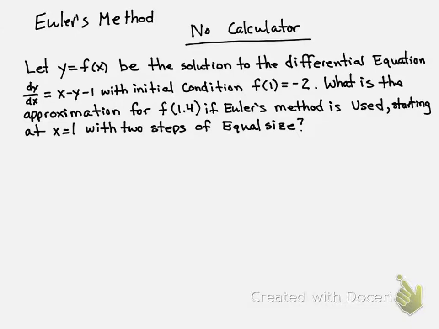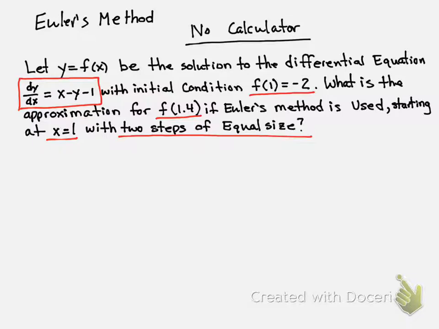So here's another problem, just like you might see on an AP test. Let y equal f of x be the solution to the differential equation dy/dx equals x minus y minus 1, with the initial condition f of 1 equals -2. What is the approximation for f of 1.4 if Euler's method is used starting at x equals 1 with 2 steps of equal size? So those underlined pieces are important.